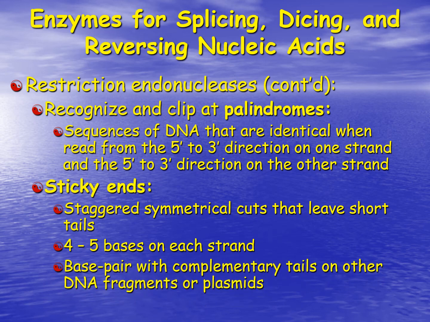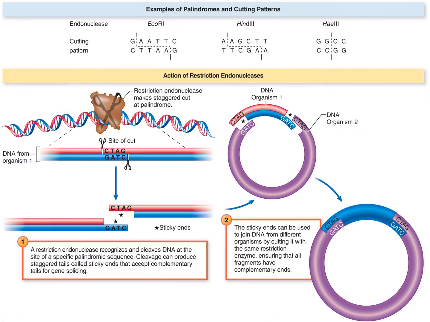The bases pair with complementary sticky ends on other DNA fragments or plasmids, which can then slip into these sticky ends. Or they can cut at what we call blunt ends, basically simply cutting across both sides of the DNA equally.